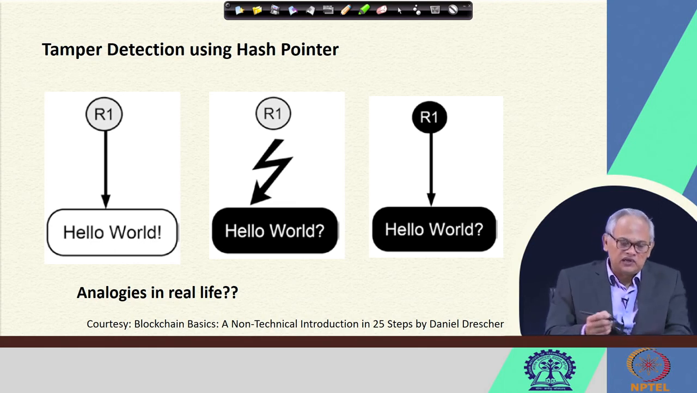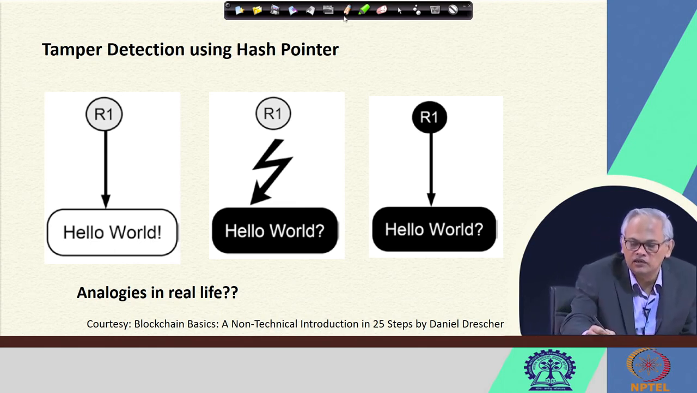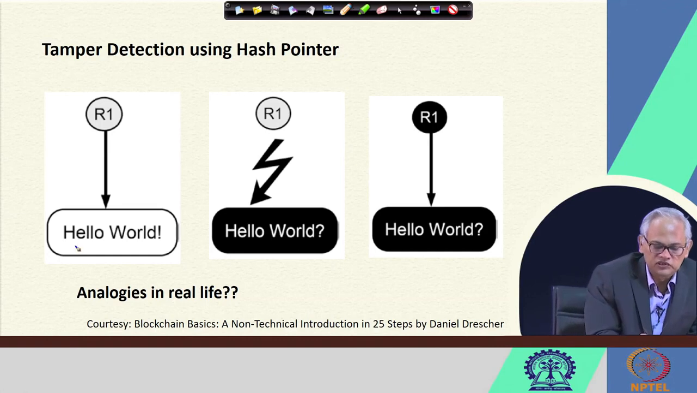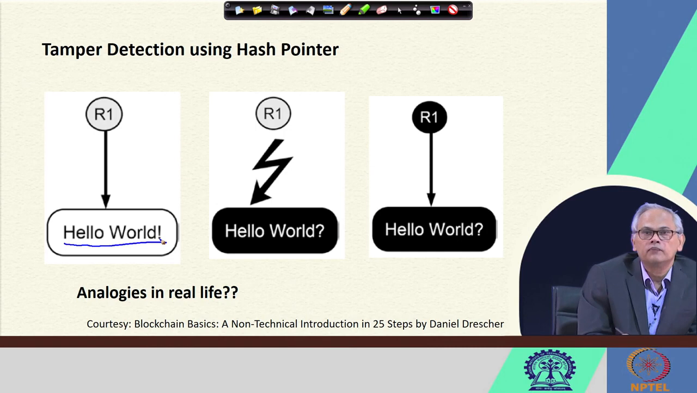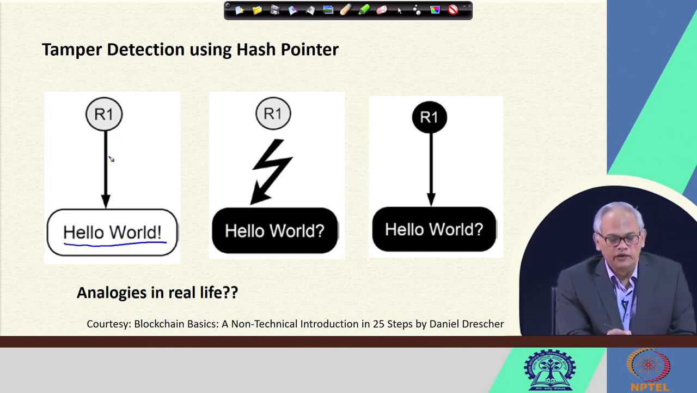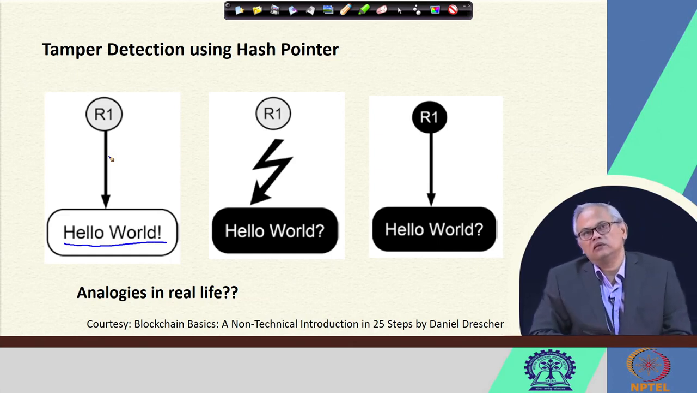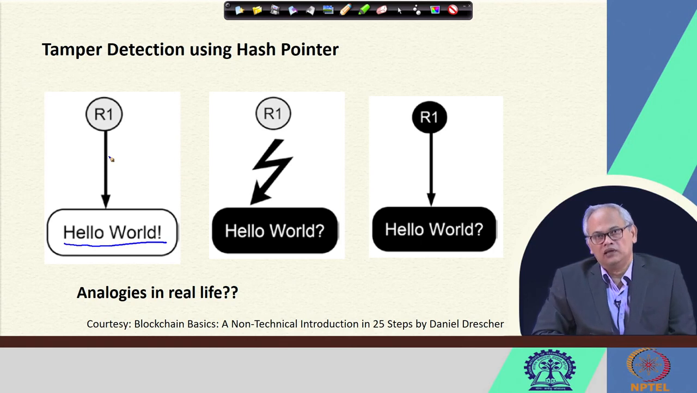Say I have this data, which is this hello world, as is shown here. So, this is the data or the message that we have here. And then this is the hash pointer R1 pointing to this data, and remember that it also maintains a hash of this data or the message hello world.